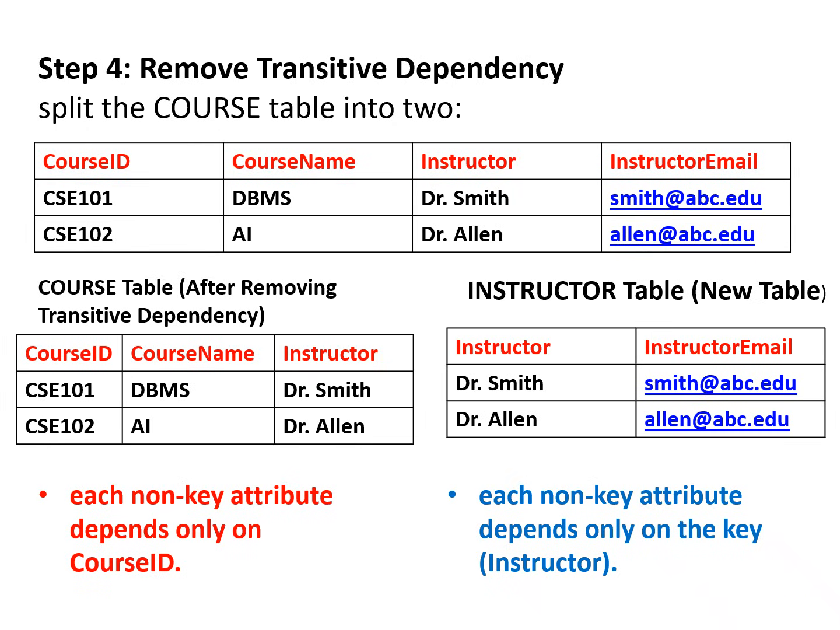Why did we create it like this? If I want to change the instructor name, I just change it in the instructor table alone. I don't want to change every other table like the course table or student table. That's why we are going for this split. Here each non-key attribute depends only on the course ID, and in the instructor table, each non-key attribute depends only on the key, instructor. So that's why third normal form is satisfied.